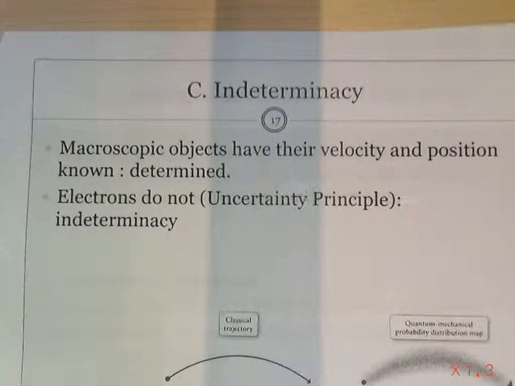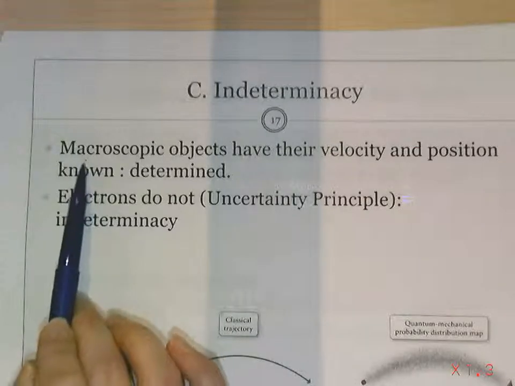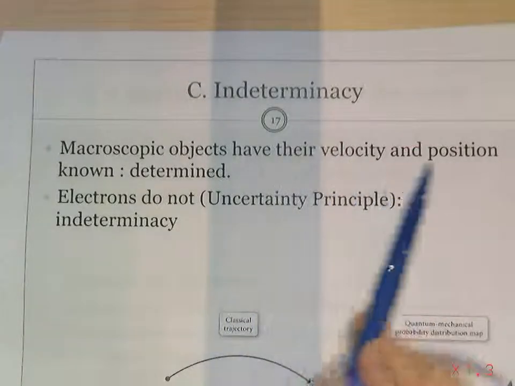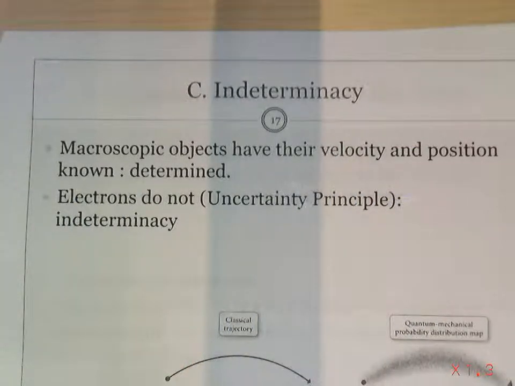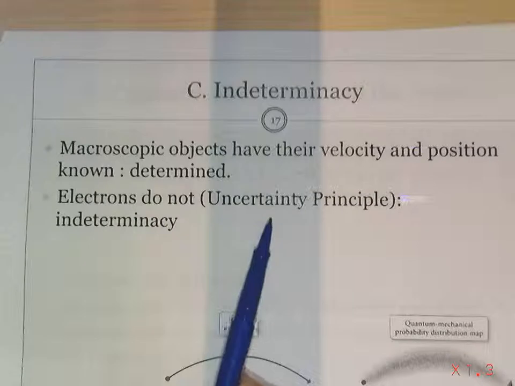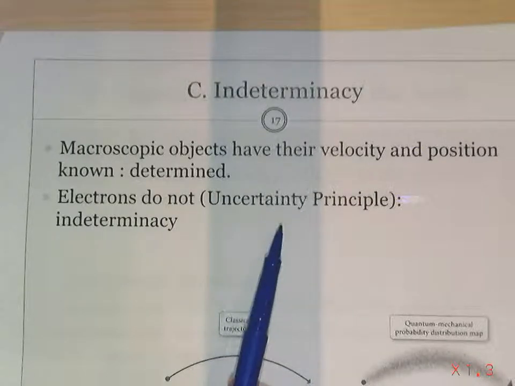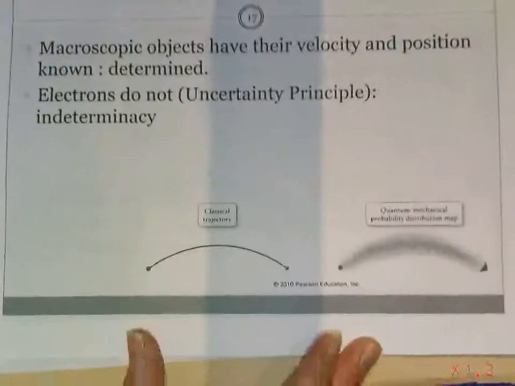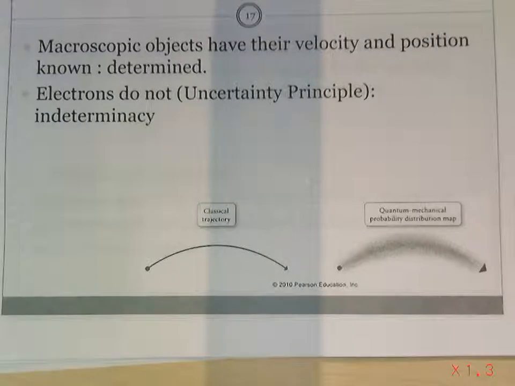All right, indeterminacy. Like we just said, if we have a macroscopic object, which you can see, it's big, you definitely know its velocity and position. You can see a car driving, figure out how fast it's going, and by measuring how fast it's going, it doesn't disappear. So it's determined. Electrons, based on our uncertainty principle, don't have their velocity and position known. It is indeterminate.